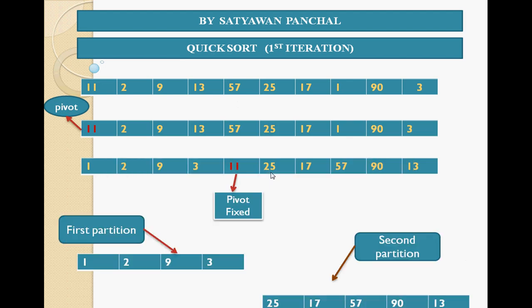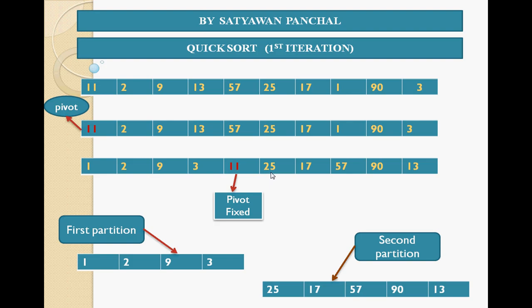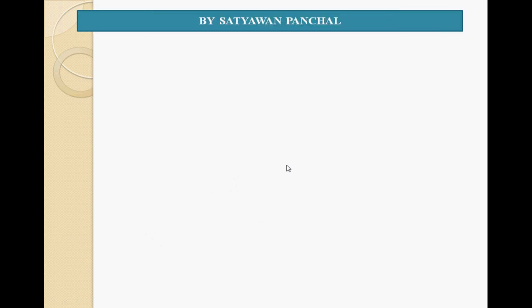Now my next point of consideration is how we will make all the elements on the left smaller than the pivot. How will we make the partition, with smaller elements on the left side and larger ones on the right? How will we be doing the partition? Let us see this in the next slide.